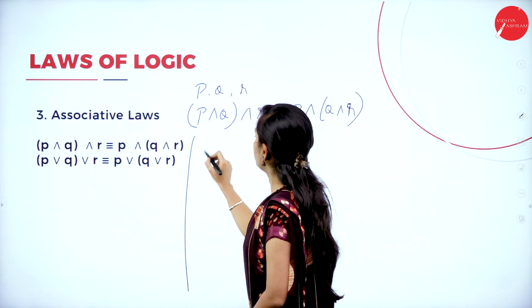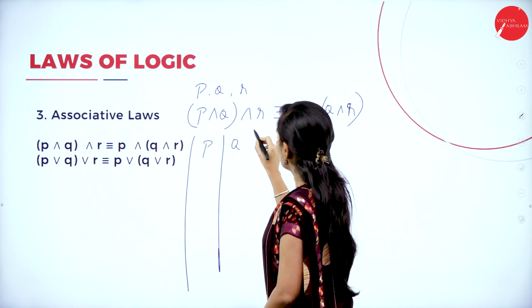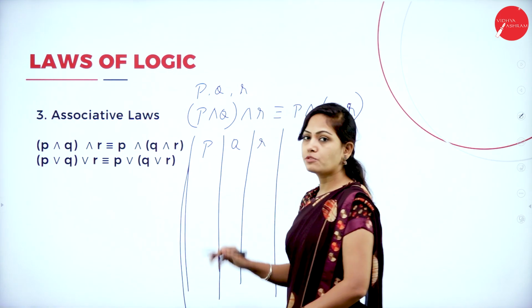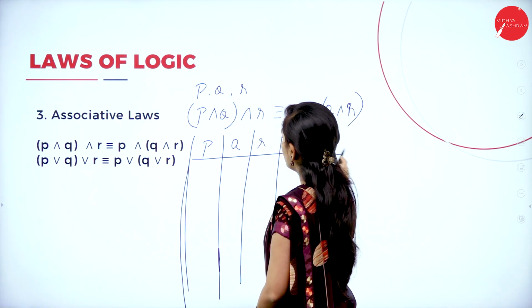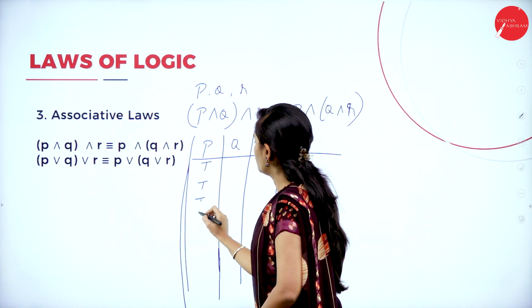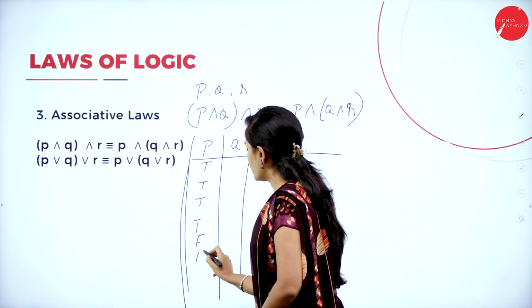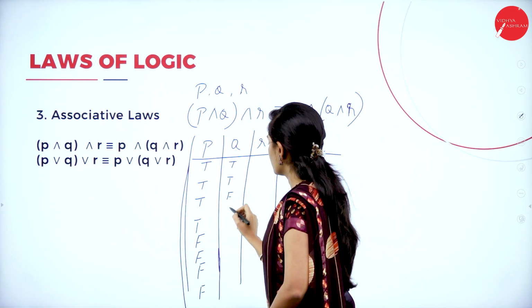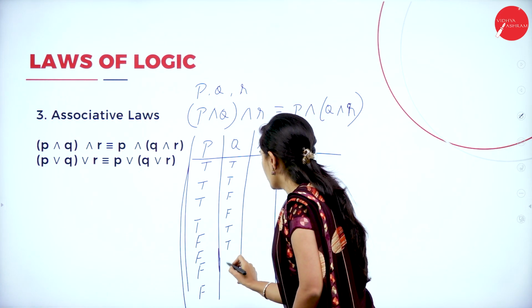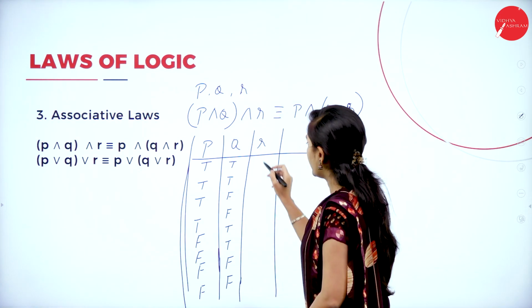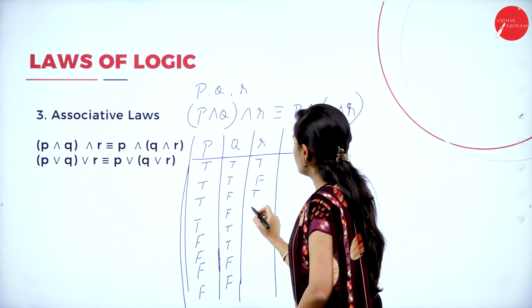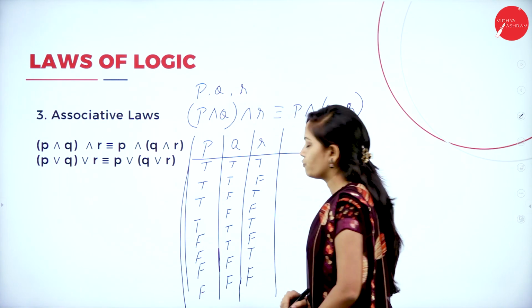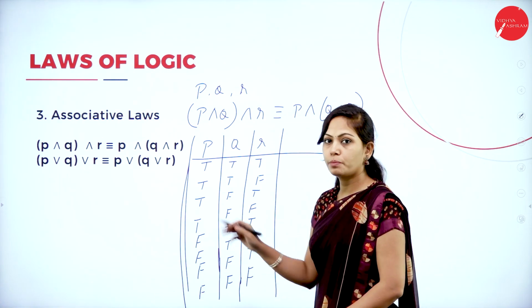I will find the truth table for P, Q and R. I have already discussed so many truth tables for three propositions, right? So: true, true, true, true, false, false, false, false. And true, true, false, false, true, true, false, false. And true, false, true, false, true, false, true, false. These are the truth values for P, Q, R.